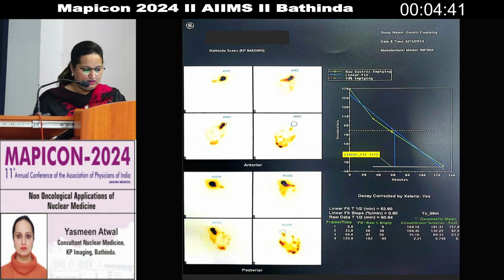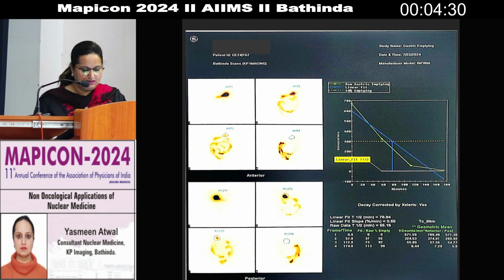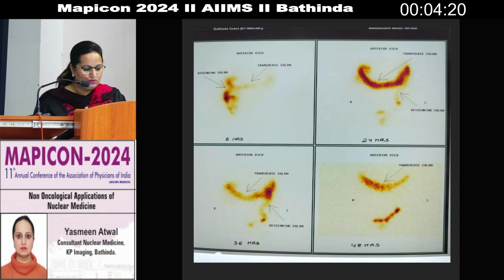And here we have done this study at our center. And at 1 hour, we see the emptying time, it is 56%. The normal range is 30 to 90%. For different type of meals, it is different. And this is another scan. At 57 minutes, the frame time, the emptying is 52%. The graph is created and it is very well quantified.